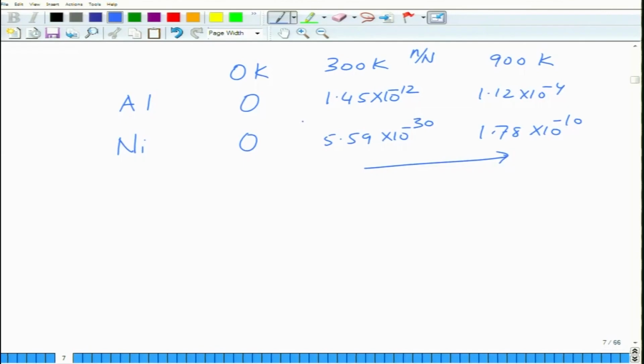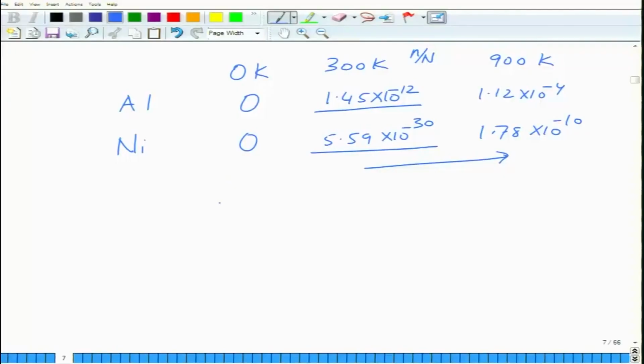But there is a difference between aluminum and nickel. Aluminum has a vacancy concentration which is far higher as compared to nickel, because nickel is a high temperature material, aluminum is a low temperature material. The bond energy of nickel is higher as compared to aluminum. As a result, the energy required to form a vacancy in aluminum is lower as compared to the energy required to form a vacancy in nickel. So, delta Gf for nickel would be larger than delta Gf for aluminum, which is dependent upon the bond energy of the two materials. So, this is basically the equilibrium vacancy concentration calculation.